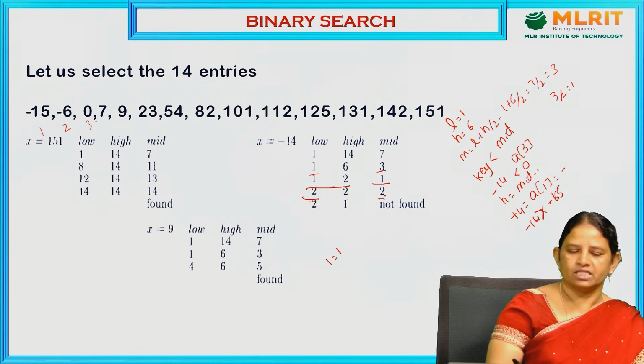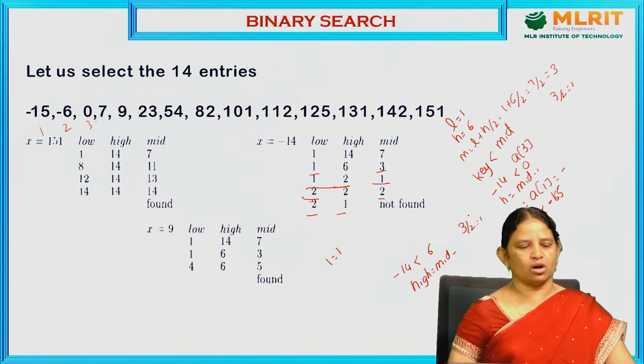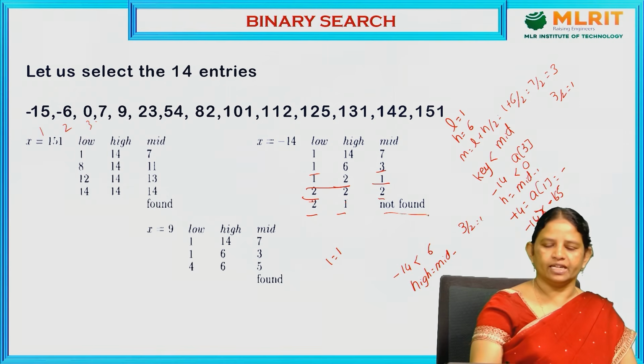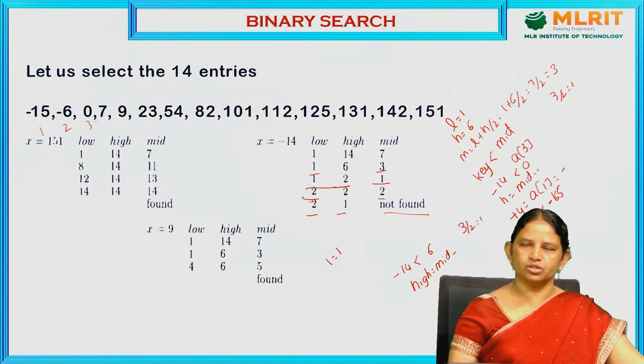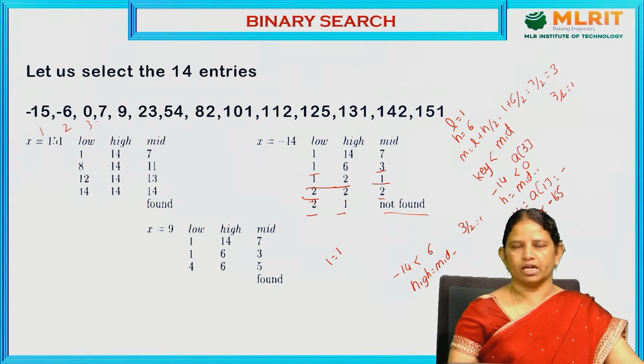Next, the value in A of 2 is 6. Minus 14 compared with minus 6. Minus 14 is less than that. So automatically high value is mid minus 1. 2, 2 plus 1 means 3. 3 by 2 is 1. So the element is not found. Minus 14 is not present. Then we have to stop the recursive process.